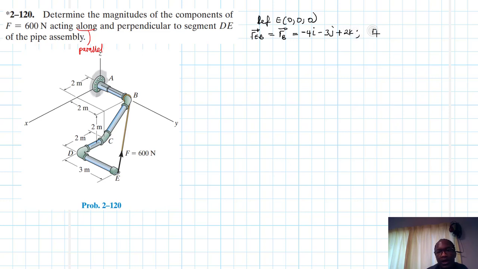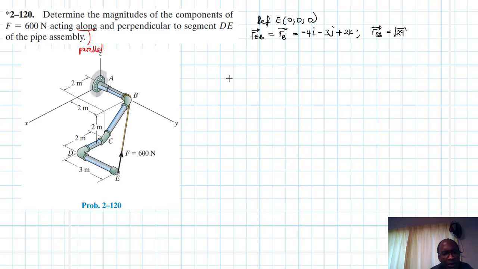Let's find the magnitude of r_EB. The magnitude of r_EB is just 4 squared plus 3 squared plus 2 squared. This gives us root of 29. I'll just write it as root of 29 so that I don't write decimal values and I don't disturb the accuracy. The height is 2, right? Great, I think this is fine. So 4 squared plus 3 squared plus 2 squared, that's 29.